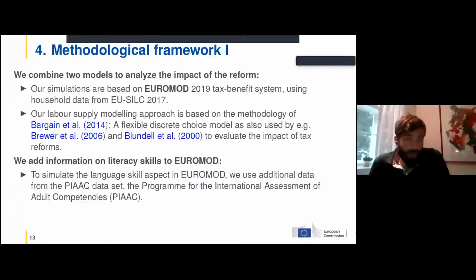And what we also had to do is add information on literacy skills to EUROMOD and to the EU-SILC data, because we do not know which people in our microdata are really those with low literacy skills. So we use data from the PIAAC, the Programme for the International Assessment of Adult Competencies, to estimate a probit model, and then identify in our microdata those migrants that potentially have low literacy skills.